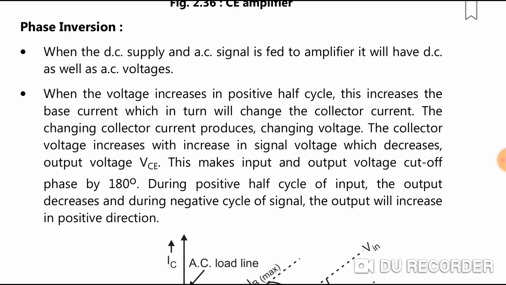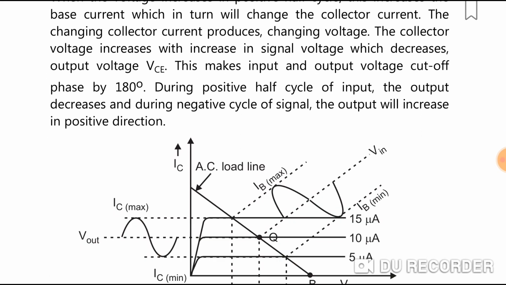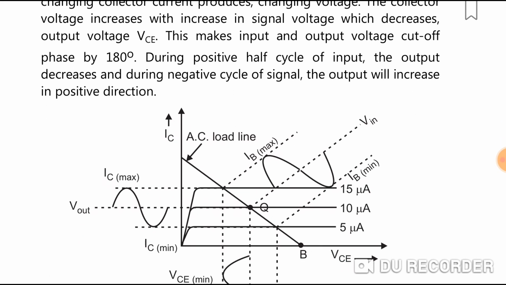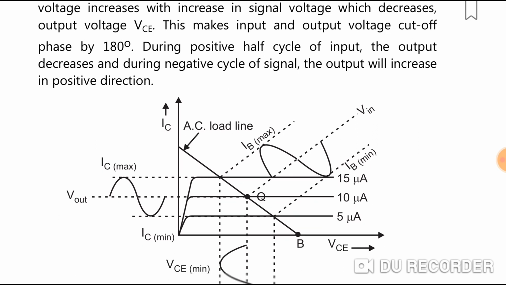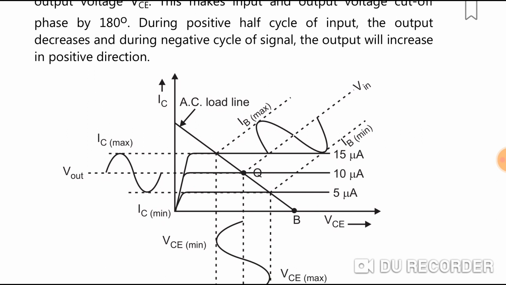Phase inversion. When the DC supply and AC signal are fed to the amplifier, it will have DC as well as AC voltage. When the voltage increases in the positive half cycle, this increases the base current, which in turn will change the collector current. The changing collector current produces a changing voltage drop, and the collector voltage decreases with the increase in signal voltage, which decreases the output voltage VC. This makes input and output voltage out of phase by 180 degrees. During the positive half cycle of the input, the output decreases, and during the negative cycle of the signal, the output will increase in the positive direction.